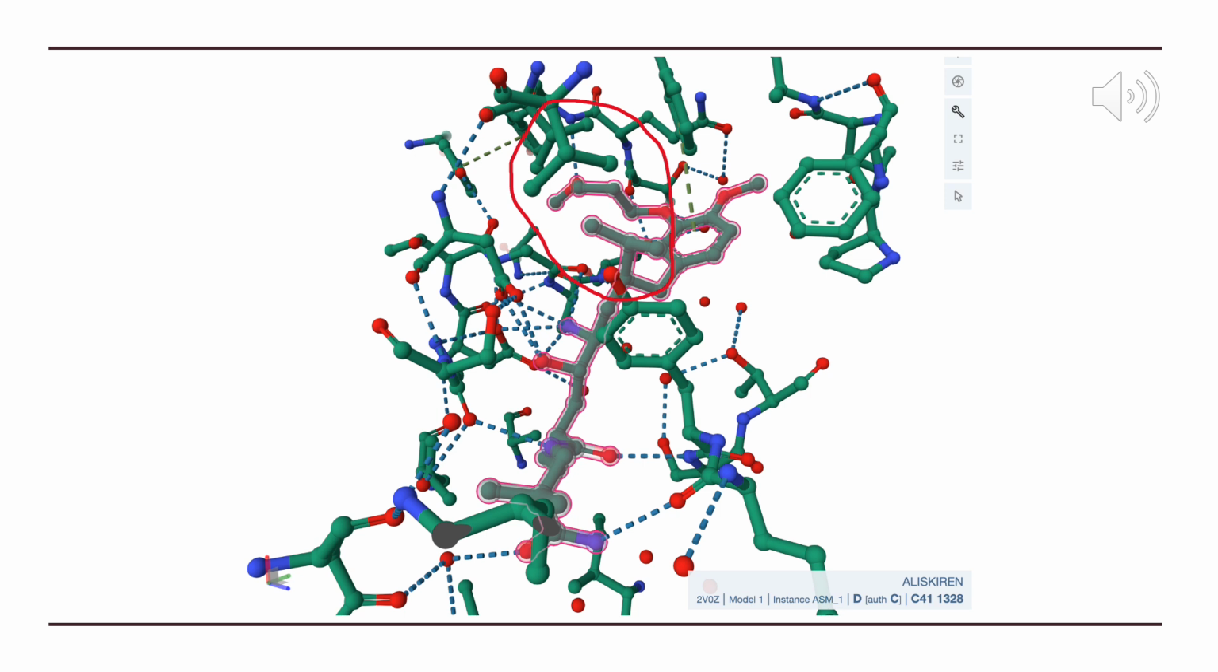Here's the first isopropyl group. This group is hydrophobic, so it engages in van der Waals interactions with the nearby hydrophobic amino acid valine.